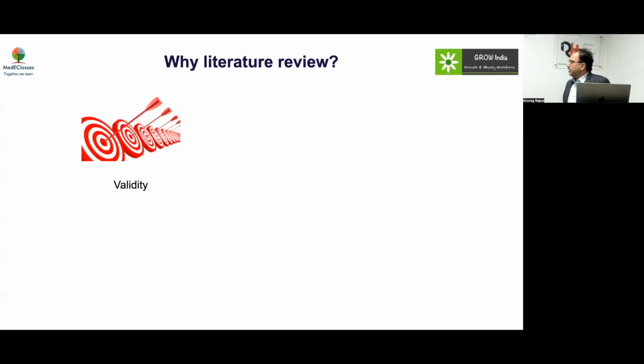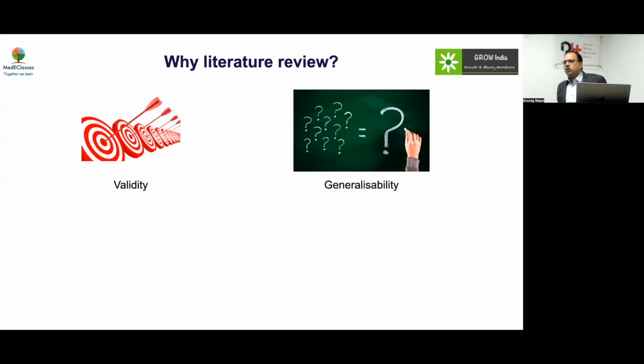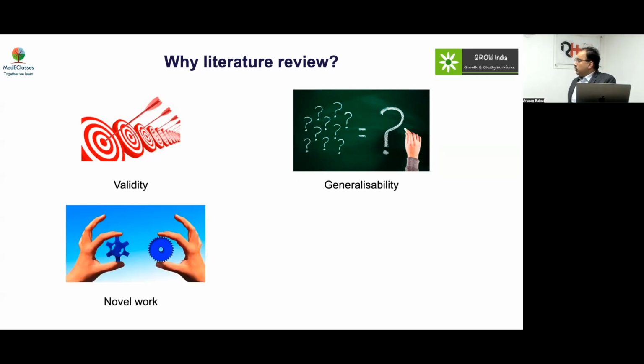We have to look at the validity of a particular study, whether it's valid or not, whether that particular study is generalizable or not. So the main aim is to see whether we can change our practice based upon a study. That will depend upon whether the study is valid, whether we can generalize it, and whether it is a novel work or not. There are so many papers published every time, so much research happens, and only a small percentage of them actually change the actual practice.